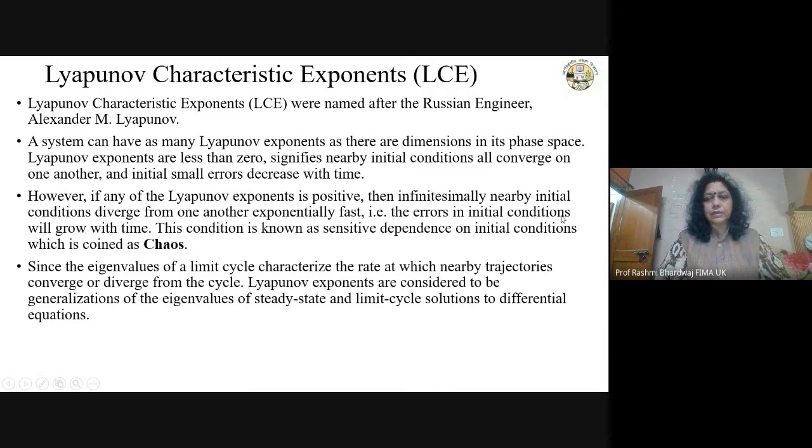That is, the error in the initial condition will grow with time, and this condition is also known as sensitive dependence on initial conditions, which is coined as chaos. So if you have a positive Lyapunov characteristic exponent, that is the guarantee of chaos in the system. But that does not mean it is not a stable system, since the eigenvalue of a limit cycle characterizes the rate at which nearby trajectories converge or diverge from the cycle.